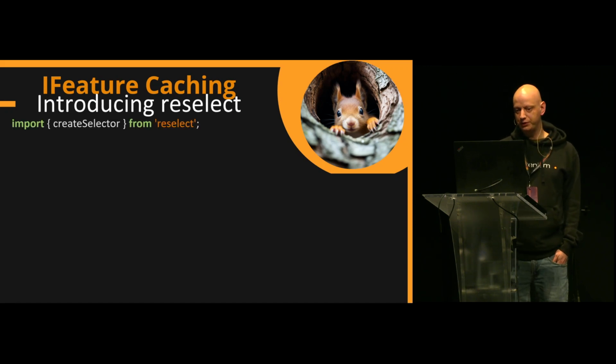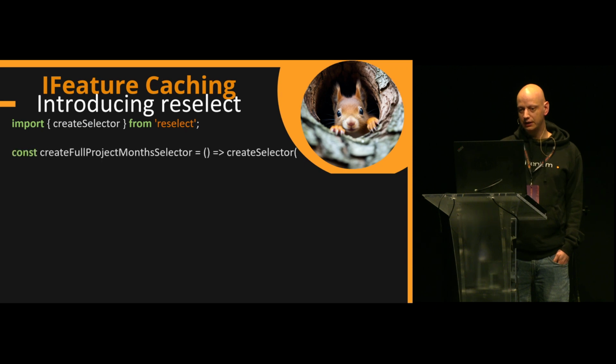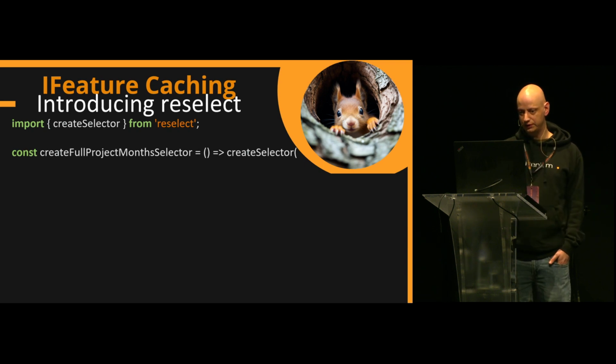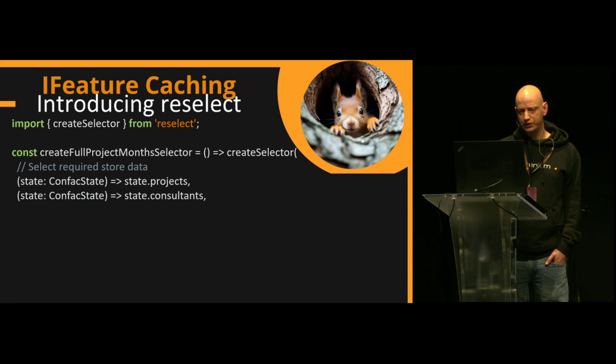You import createSelector from the library. Then you define a new selector. So here is the createFullProjectMonthSelector that does all the inner loops resolving. And then you select the required store data. So here you have 1 or more arguments where you select the stuff you need from your store. You don't select everything, because then for every change the cache would be invalidated. So you only select the stuff you need.